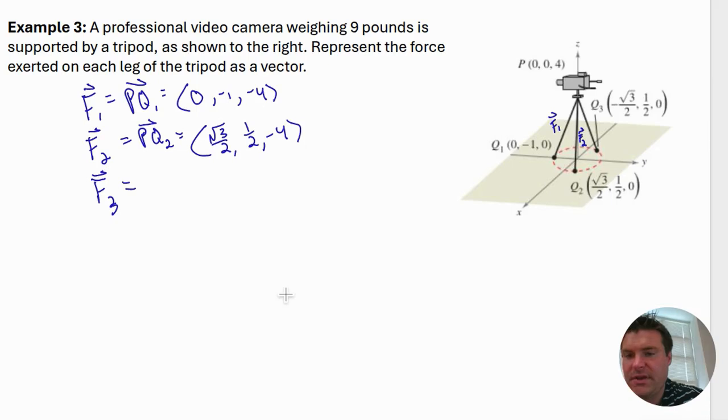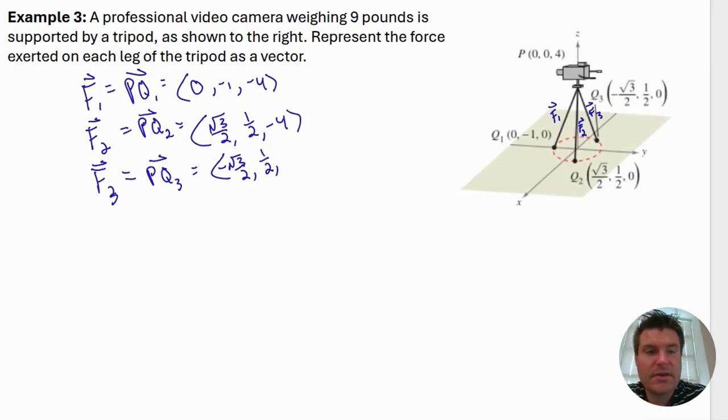And then F3 is going to be PQ3. And that's going to be this last one over here. I'll label this as F3 for us. And that's going to be negative root 3 over 2 minus 0, 1 half minus 0, and then 0 minus 4. So if you notice, all of these forces all have a negative 4.